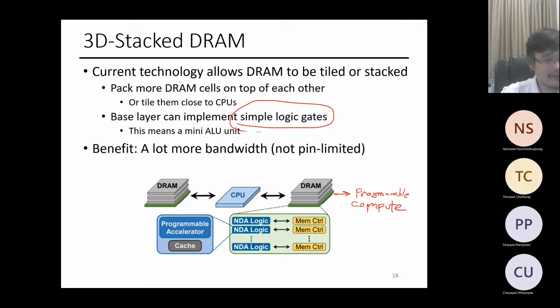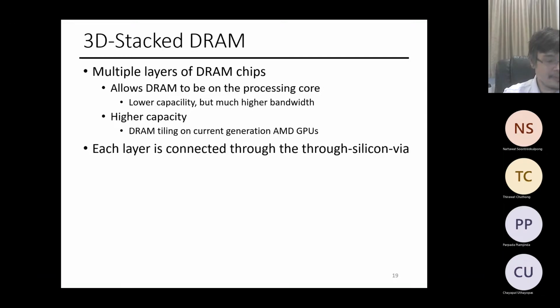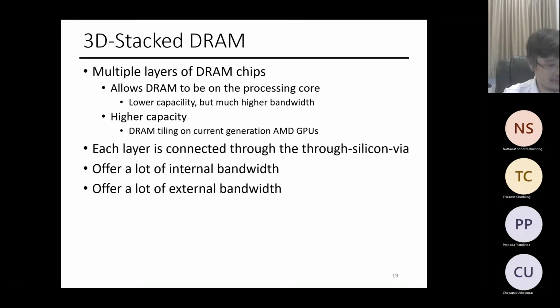There's an area called processing in memory, which means that we look at this layer and think about what useful things we can do to make applications more efficient, things like power efficiency or getting more performance. When you have multiple layers of DRAM chips, it also increases the capacity. Like the AMD GPU that has tiling, and these days the modern GPU with server grade, you have the high bandwidth memory as well, right? And again, as I said, it's connected through the through silicon via. It offers a lot of internal bandwidth, also a lot of external bandwidth. So that's the benefit of 3D stacking, right?